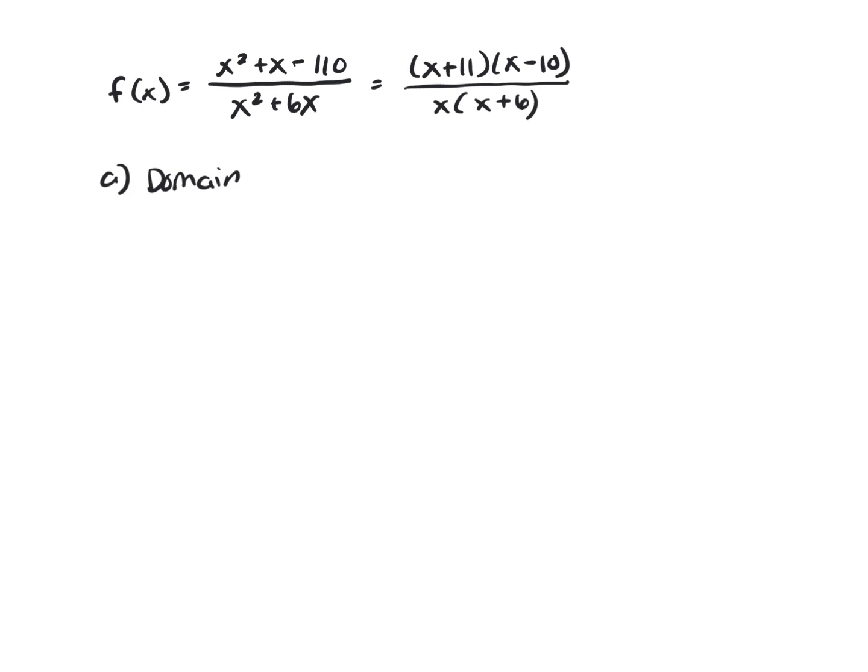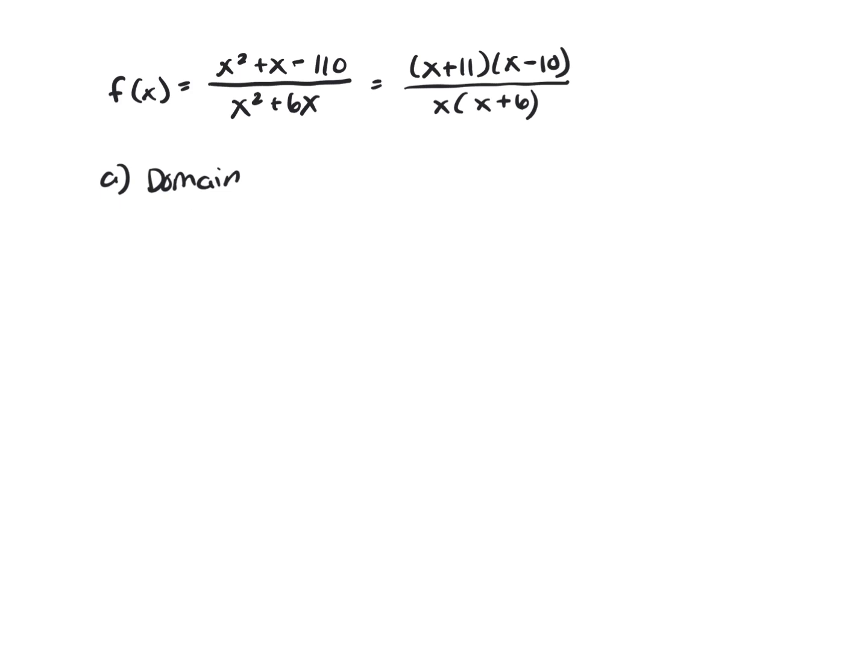The first part asks for the domain, and the domain is the set of x values that make it defined. So what you want to look for are the x values that get you in trouble. And you have a fraction, and you can't have 0 in the denominator.